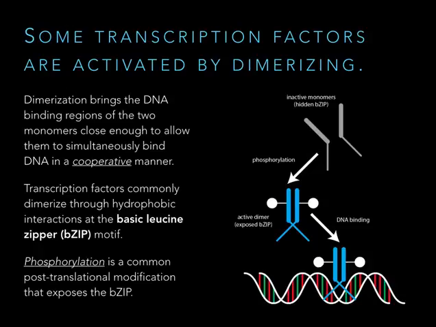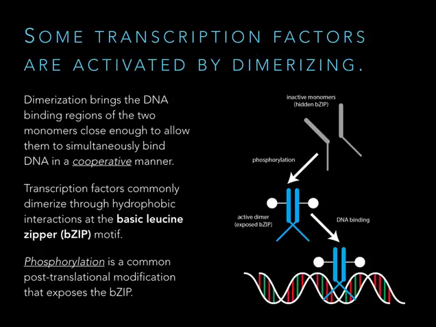Usually this dimerization is caused by the exposure of hydrophobic amino acids, which causes the creation of what we call a basic leucine zipper. That's where these exposed leucines cause the two monomers to fuse to one another, essentially through hydrophobic interactions. So phosphorylation can essentially cause the hidden basic leucine zipper to become exposed, and then the two monomers come together and form the active dimer.